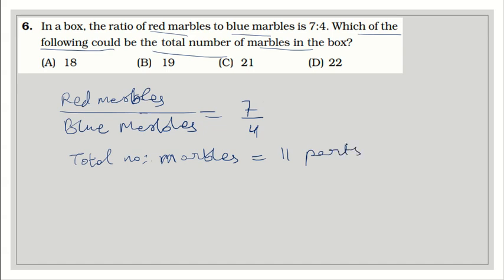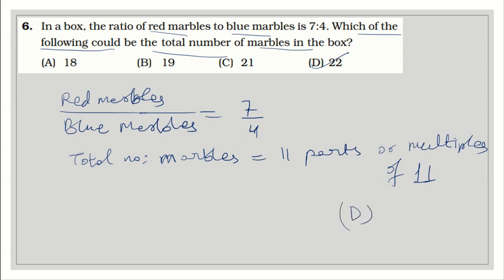Here the total number of marbles is either 11 or a multiple of 11. 18 is not possible, 19 is not possible, 21 is not possible because they are not multiples of 11, and the only possibility is D because it's a multiple of 11. That's how we will identify. The right option is D here.